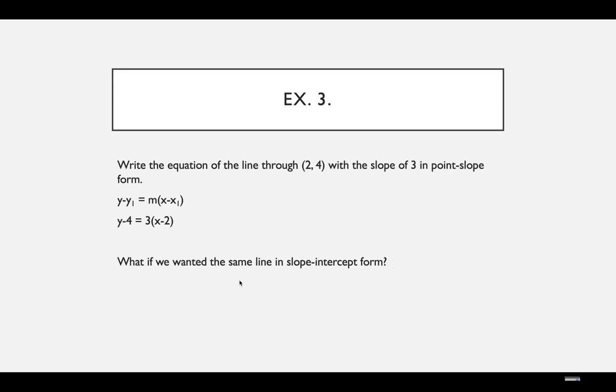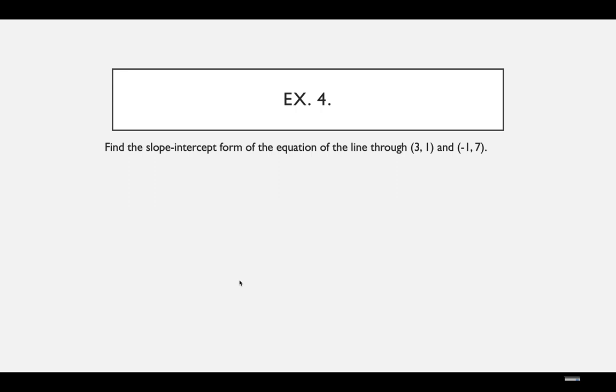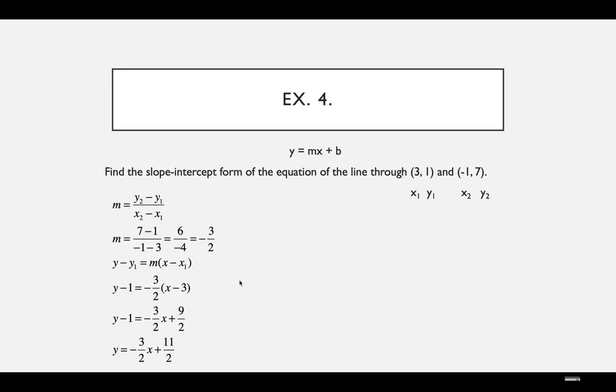Okay, now we want to find the slope-intercept form of the equation of the line through (3, 1) and (-1, 7). We have to know the slope, so we're going to find the slope first. Again, we'll consider the first point as x1, y1, and the second point is x2, y2. And so we're going to do our change in y values, so 7 minus 1, over our change in x values, so -1 minus 3. So we have a slope of -6/4, which reduces to -3/2. Now, you could pick either point.